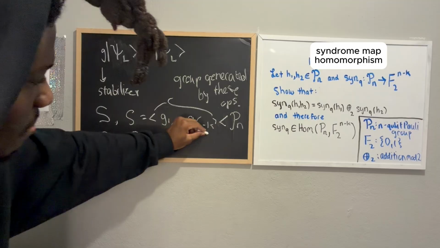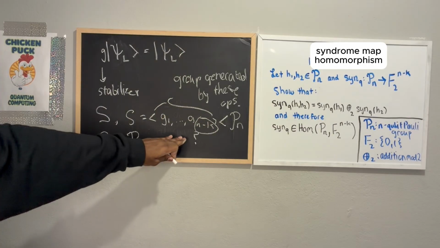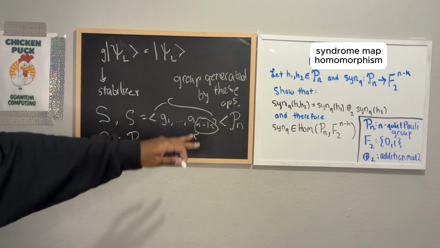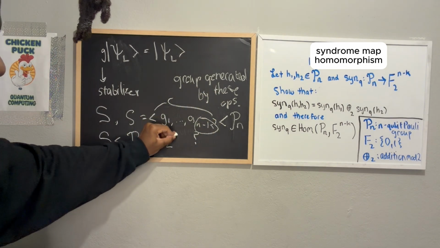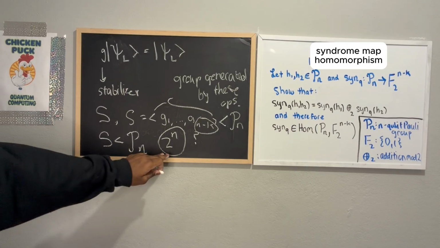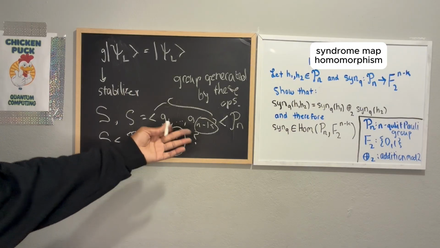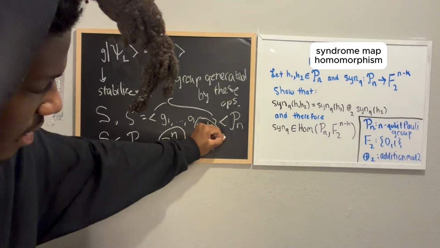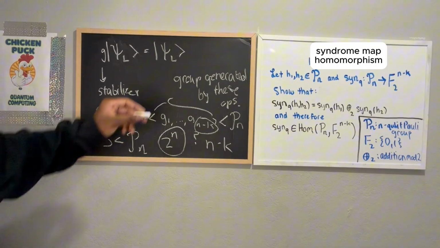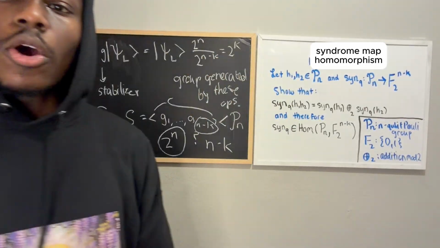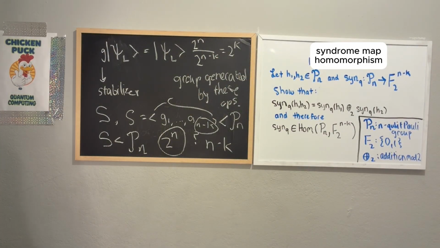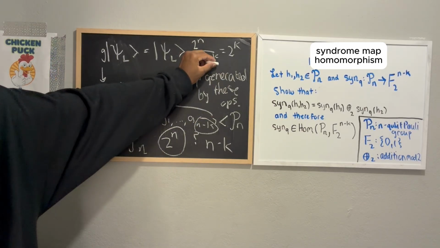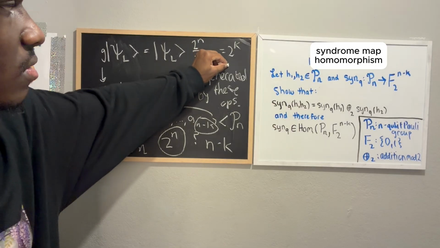Why is this n minus k? Because for a binary stabilizer code, the n physical qubits give a Hilbert space dimension of 2 to the n, and then each stabilizer condition selects a +1 eigenspace and halves the dimension. So after n minus k independent constraints, we have 2 to the n over 2 to the n minus k equals 2 to the k. And 2 to the k is the exact dimension needed for k logical qubits.